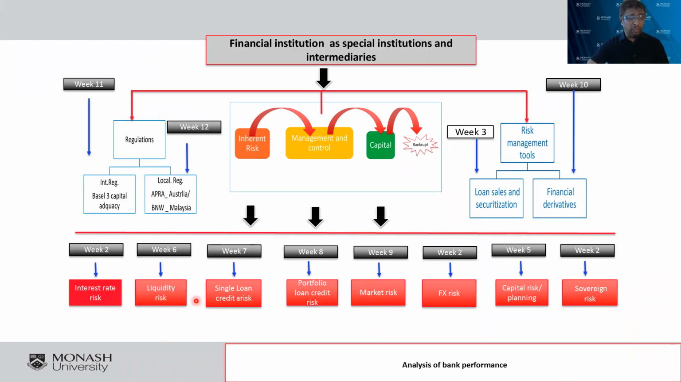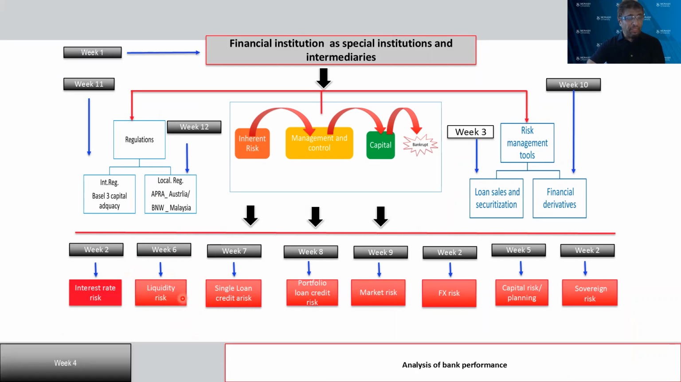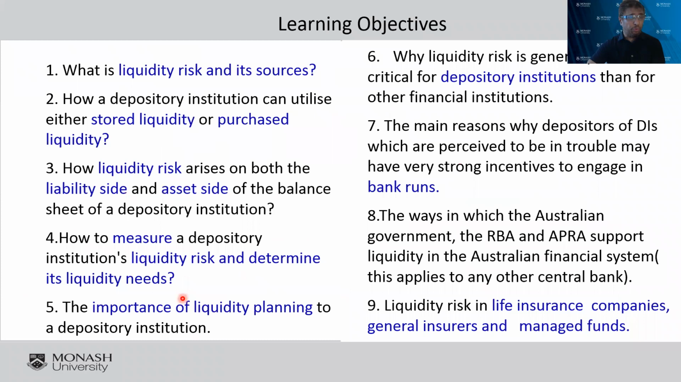When we talk about liquidity, in terms of the learning objectives, we are satisfying learning objective number 1 of this unit, which is identifying the risks of a bank. We are also talking about the asset and liability management of the balance sheet of the bank, which is learning objective number 3.